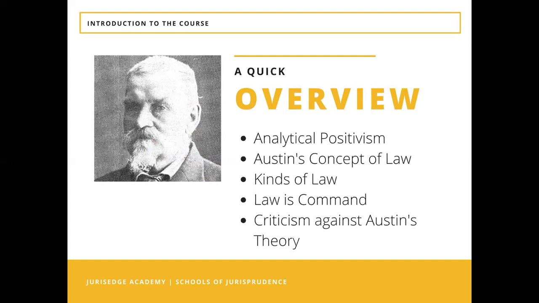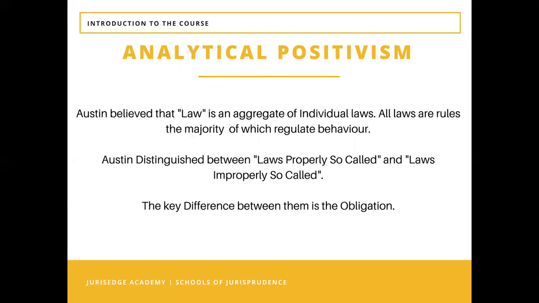First, analytical positivism: what he has told regarding it. As Bentham believed in analytical positivism, Austin believed in it too. He said law is an aggregate of individual laws. Law is a directive, and a directive is also a command. That command may be particular or general. Particular in the sense that the command prevails over particular subjects, or the command can be generalized. This command, directive or law is to regulate the behavior of human individuals.